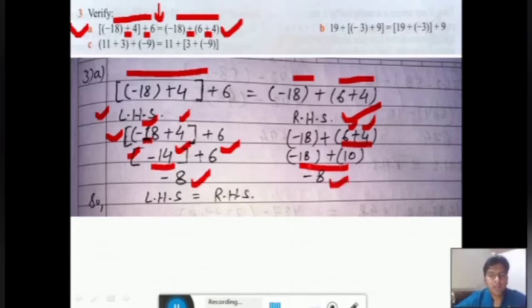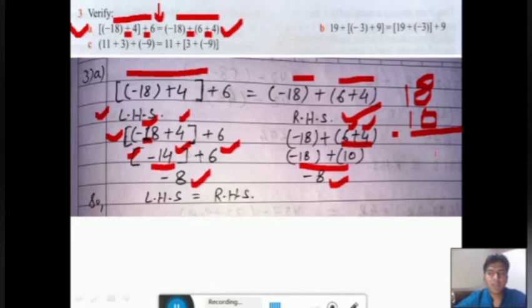Because minus 18 and plus 10, there are different signs. We have to subtract the smaller number from the bigger number. So we will subtract the 10 from 18.